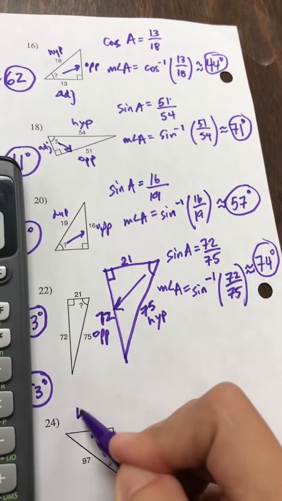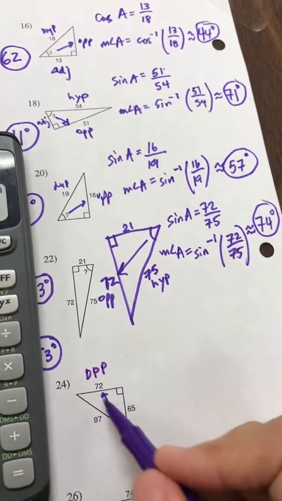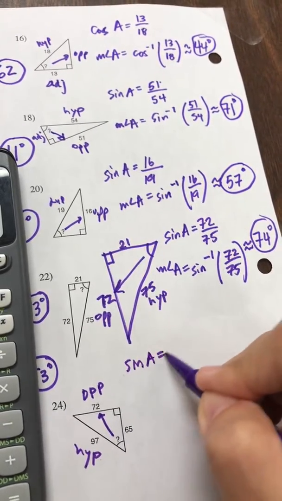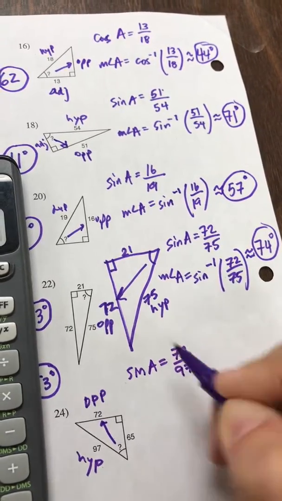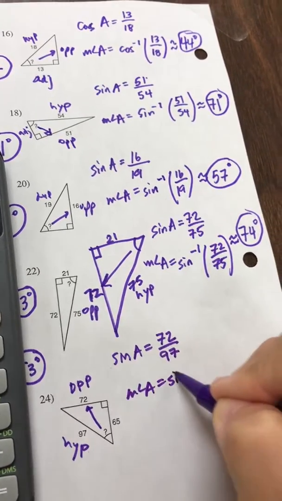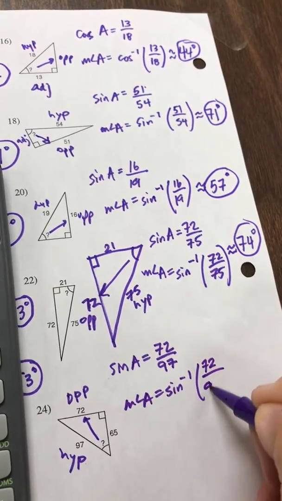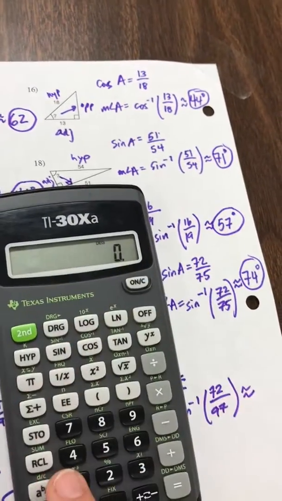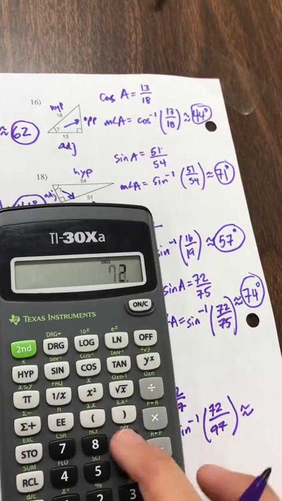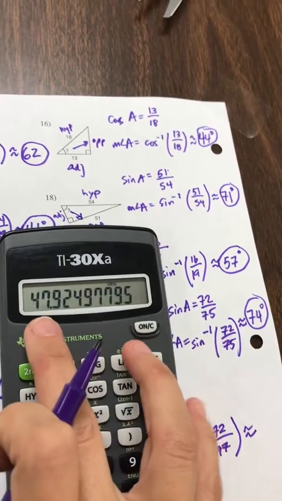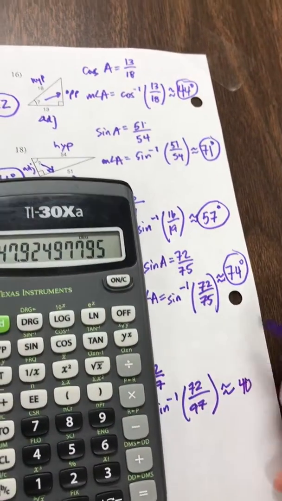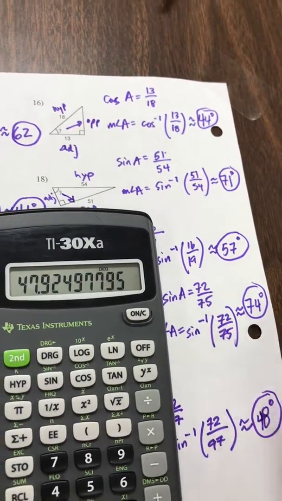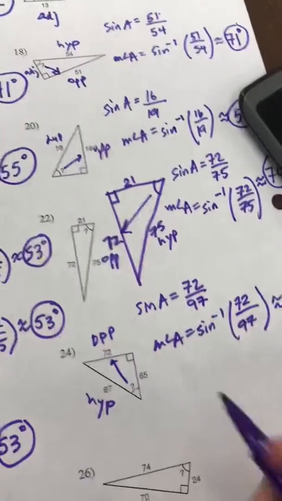Same thing, I can pick any of the three trig functions. So this is opposite and hypotenuse. So the sine of angle A is 72 over 97. The inverse sine of 72 over 97 will tell you the measure of angle A, rounded to the nearest degree. 48 degrees. Okay, last one.